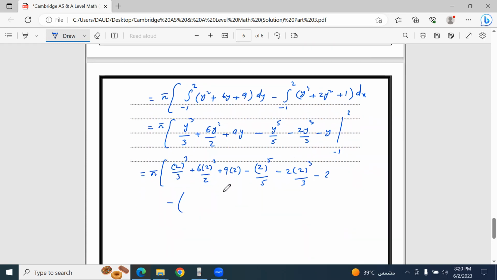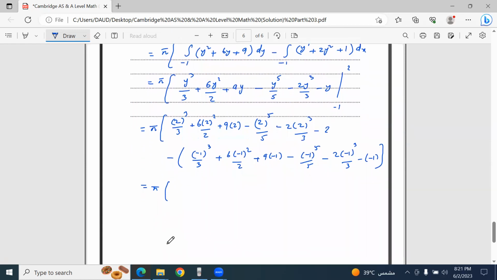Lower limit is, remember, -1. So -1 cube over 3 plus, as I write minus outside, 6 into -1 square over 2 plus 9 into -1 minus -1 power 5 over 5 minus 2 into -1 power 3 over 3 and minus into -1. Okay, we will try to simplify more.